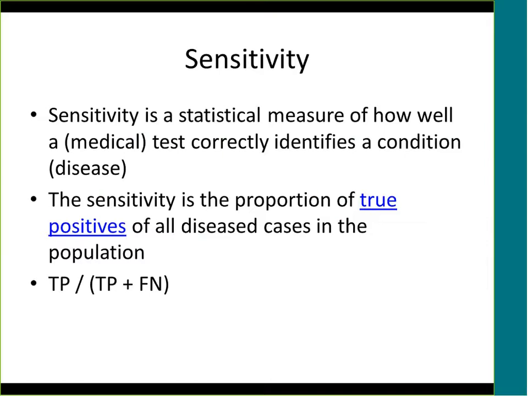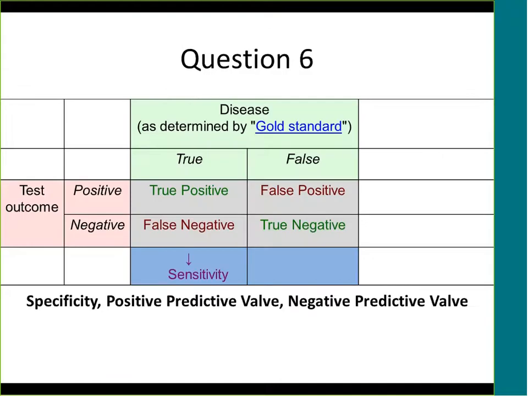So remember, sensitivity is a statistical measure of how well a diagnostic test correctly identifies a disease. Sensitivity is the proportion of true positives of all those with the disease in the population. And it's calculated by dividing the true positives by the true positives plus the false negatives.